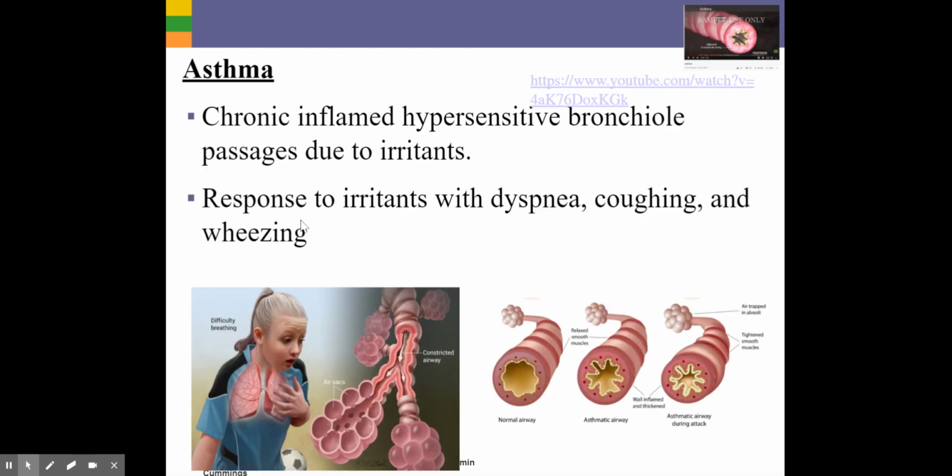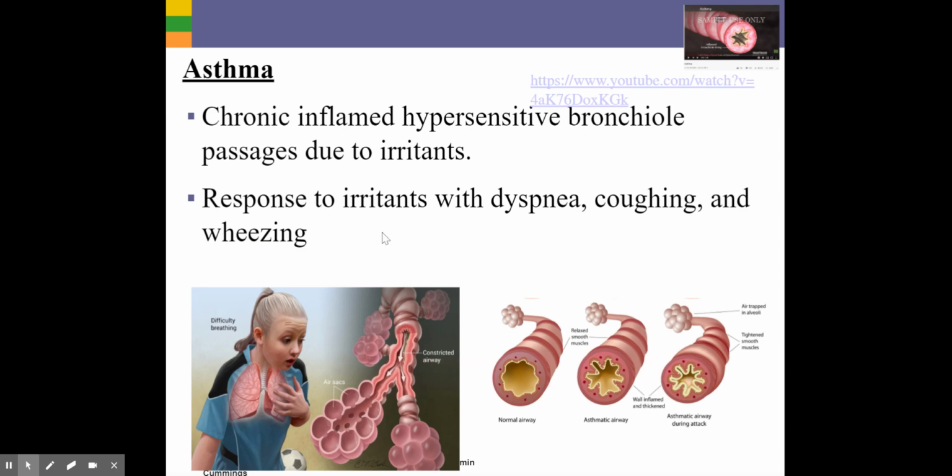Okay. Asthma then, is a little bit different. So asthma is chronic inflamed hypersensitive bronchial passageways, and these are usually due to some sort of irritant, which is different than the chronic bronchitis. Chronic bronchitis is kind of that inflammation of that airway. This one is inflammation due to an irritant that this person is exposed to.